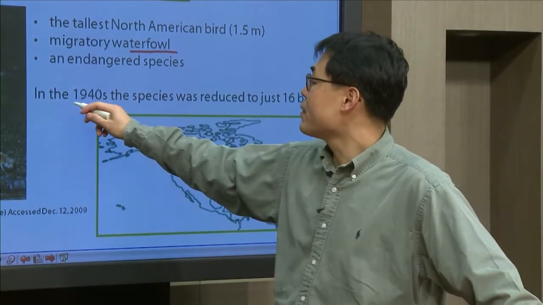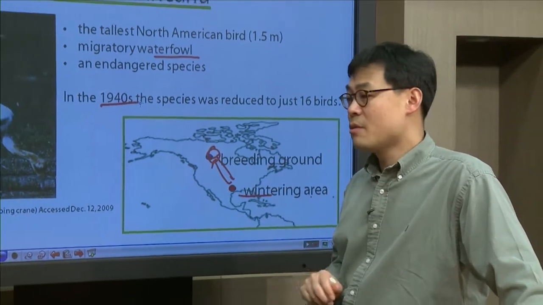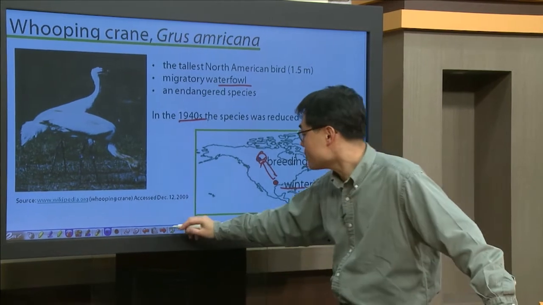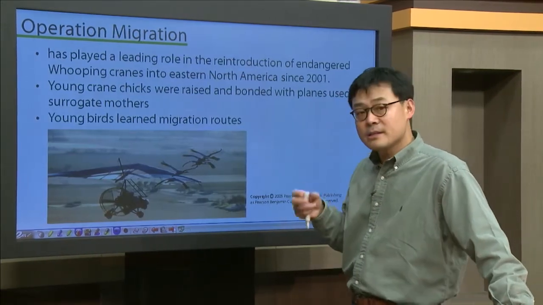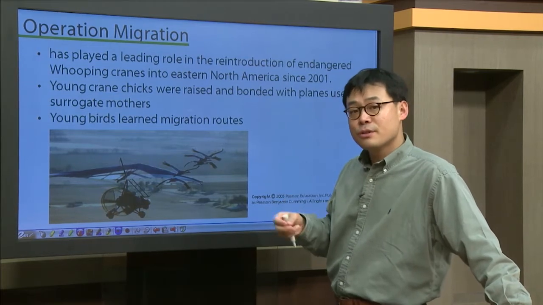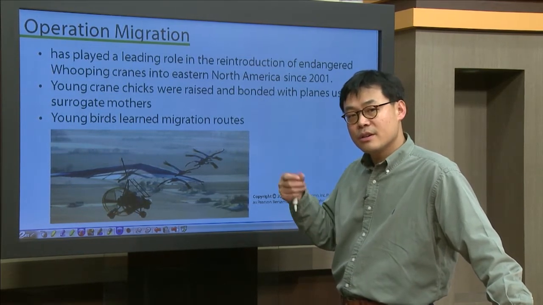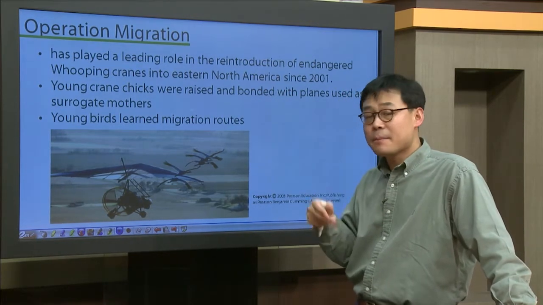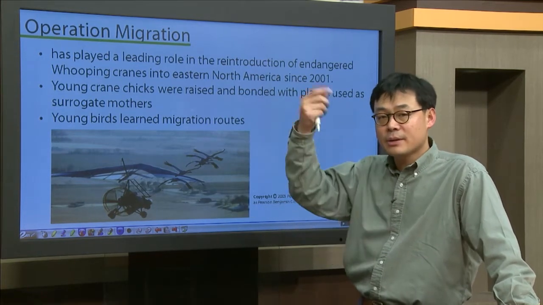But in the 1940s there were maybe only about 16 of these birds. They were almost down to extinction. So people tried to revive this species by artificially rearing the chicks. But the chicks didn't know how to migrate back to the Texas coast or Canada.